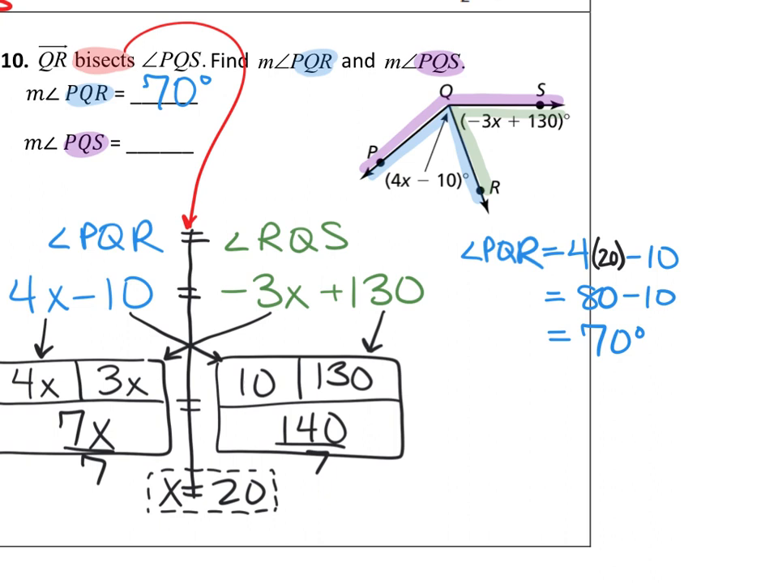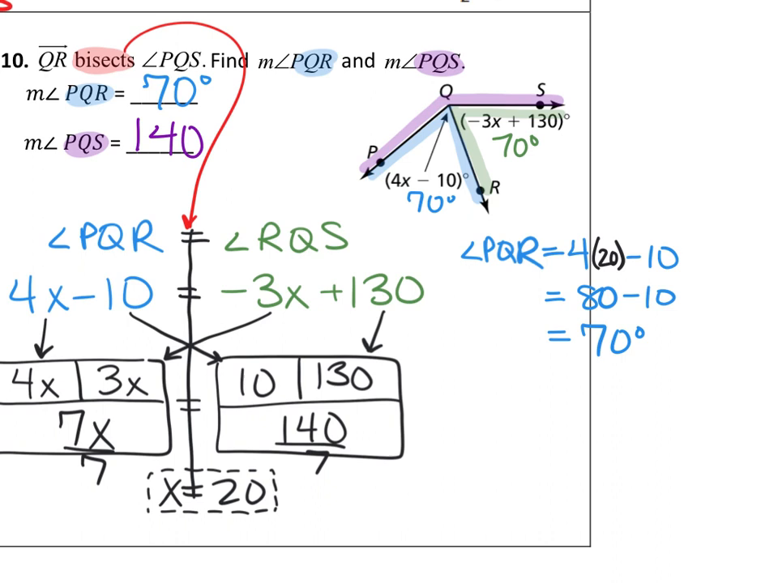So I know this is 70 degrees. How can I figure out what PQS is worth in an easy way? What's the same thing? Which colors at least are the same angle? Blue and green, yeah. The blue and green are the same, right? So we found out this was 70, which means what is the other one? 70. So remember, I want the whole purple one. So the answer here is not 70. What is the answer? 140.